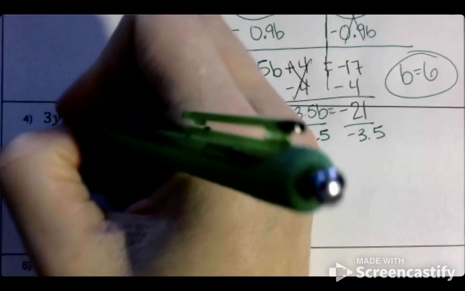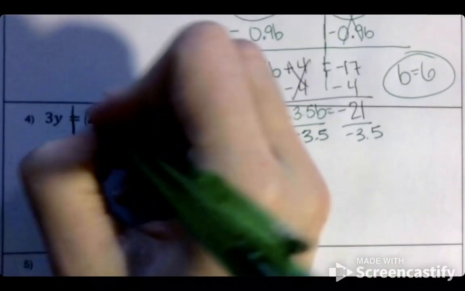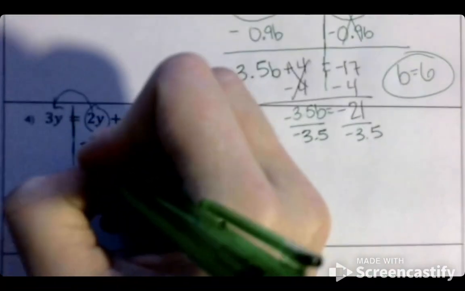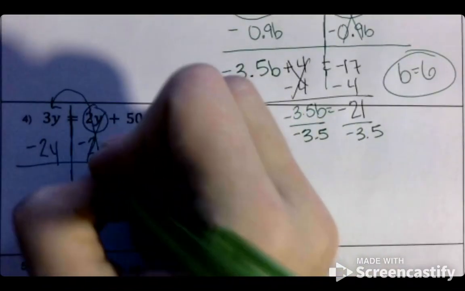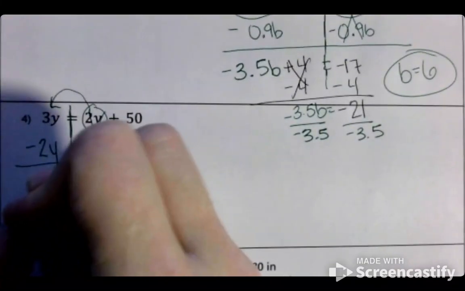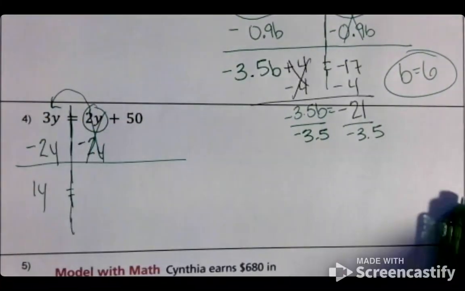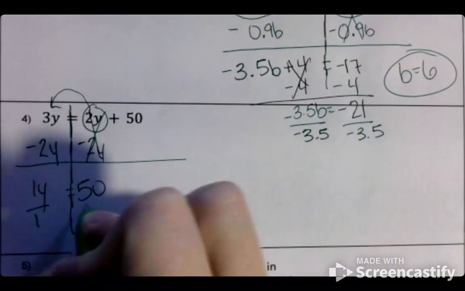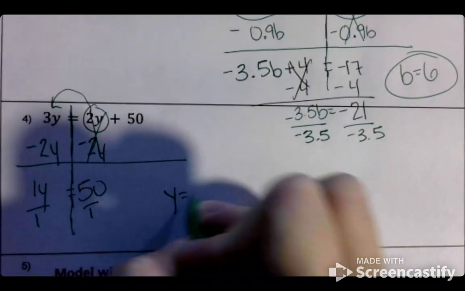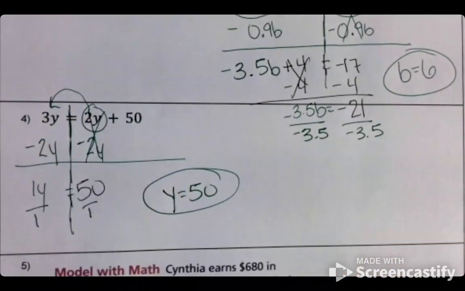Welcome back. So we should have moved our 2y over to our 3y. So minus 2y here, minus 2y here. 3 minus 2 is 1y. And then we still have our 50. You can divide by 1 or you can leave it. Doesn't really matter. But y equals 50. That one wasn't bad at all.